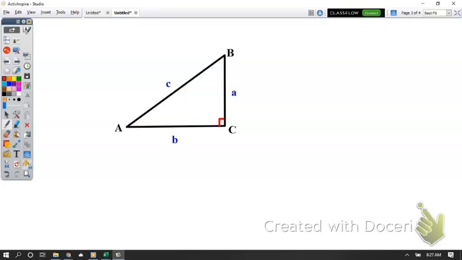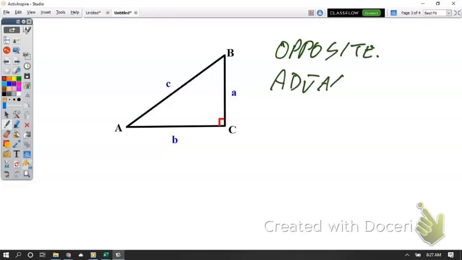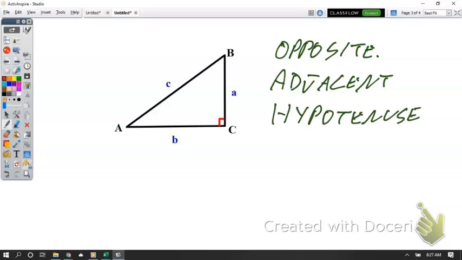Another thing you can hear a lot about in trigonometry are the words opposite, adjacent, and hypotenuse. Now, hypotenuse, obviously, is the side opposite the right angle. This right here is the hypotenuse.